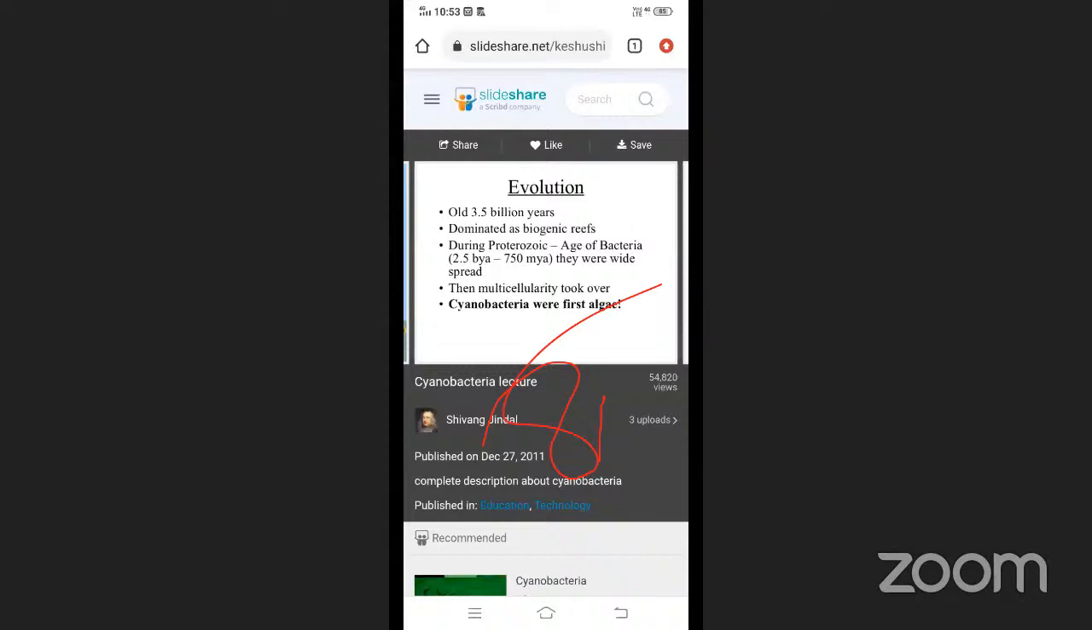Okay. So what is the blue green algae? This family we call blue green algae. These blue green algae we call the prokaryotes. Blue green algae, also called cyanobacteria, come from the prokaryotes. Here the cell organelles are not developed.